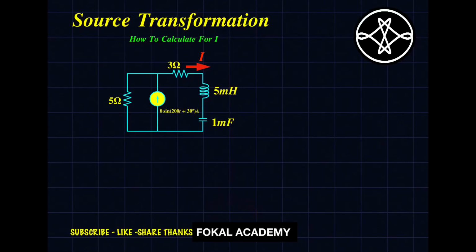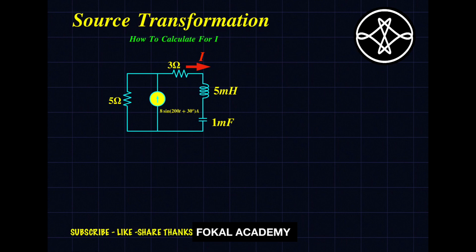See this problem. Here one circuit is given. In that circuit, one current source is in parallel with two branches. In one branch there is one resistor. In another branch there is a resistor, inductor, and capacitance. Here it is asked how to calculate current I by using source transformation.